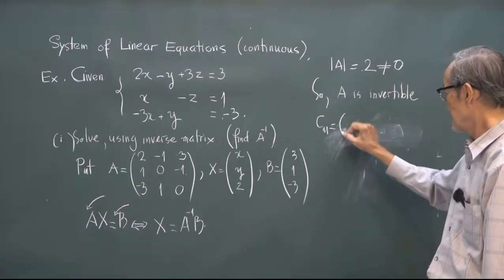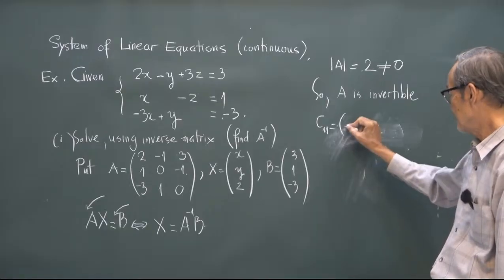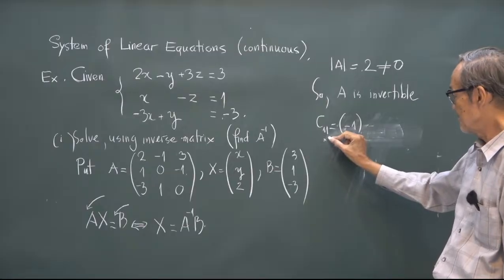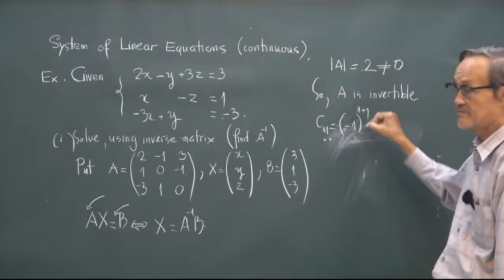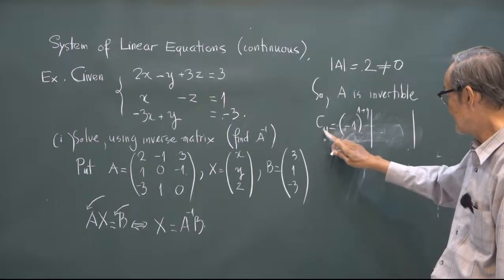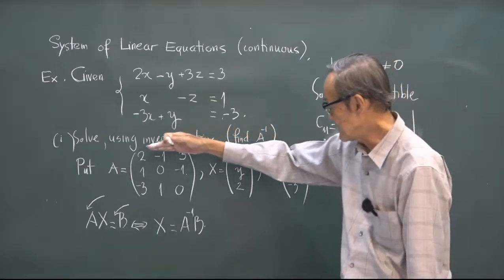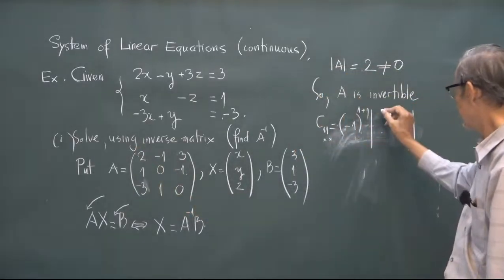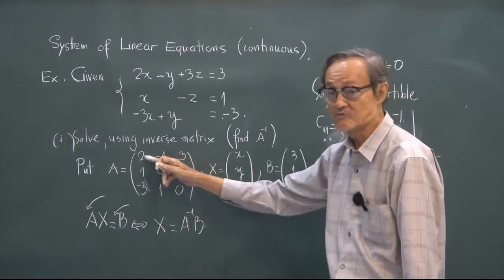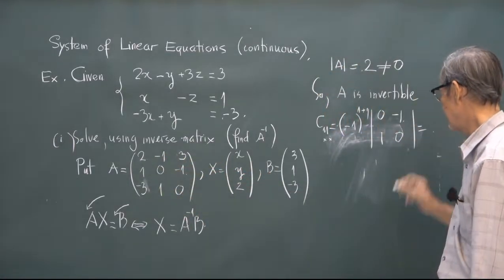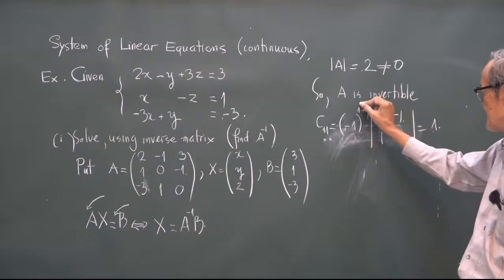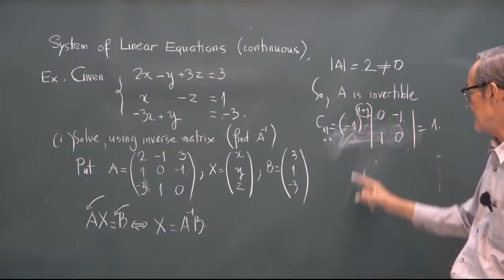C11, minus 1 to the power row plus column. Okay. And the minor: delete row 1, column 1. Delete row 1, delete column 1. And we have 0 minus of minus 1, 2, minus sign is plus.